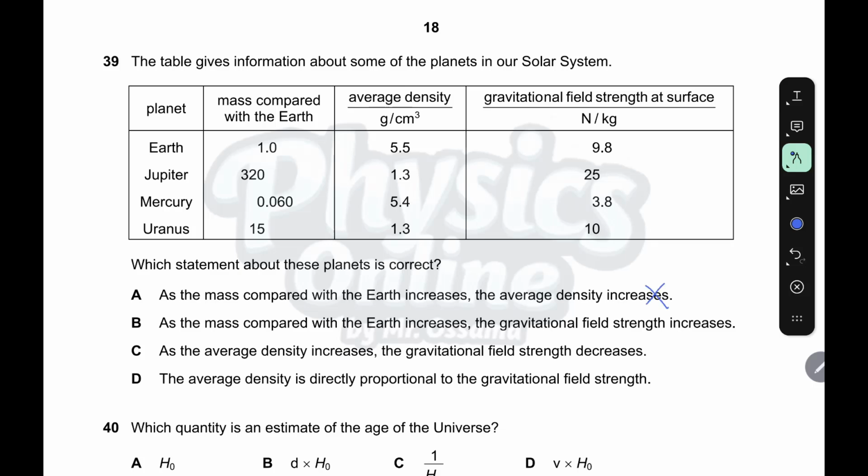As the mass compared with the Earth increases, the gravitational field strength increases. This is correct. When the mass increases, the gravitational field strength also increases. As the average density increases, the gravitational field strength decreases? There is no relationship between the density and the gravitational field strength. Average density is directly proportional to the gravitational field strength? Also, this is not correct. So mass is proportional to g.